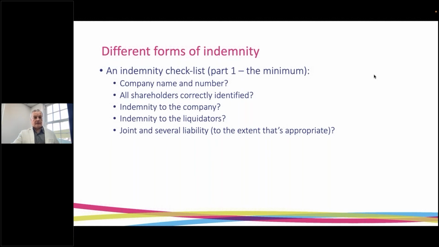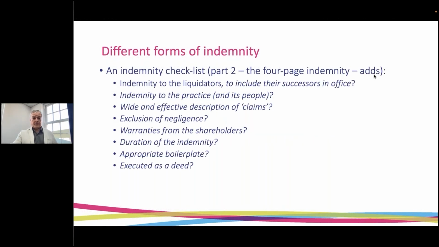The modern tendency with indemnities that I see increasingly now is for the indemnity to be addressed to the company as well as to the liquidators, and there seem to be some good reasons for doing that. And the other thing that I think you need to make sure is right in a basic indemnity is to make sure that the shareholders are jointly and severally liable for any claims that are being made. The longer 4-page indemnity that I've talked about will have these additional points covered in it. There will be a provision in there to cover any future block transfers that may change the liquidator to make sure the new liquidator is also covered.